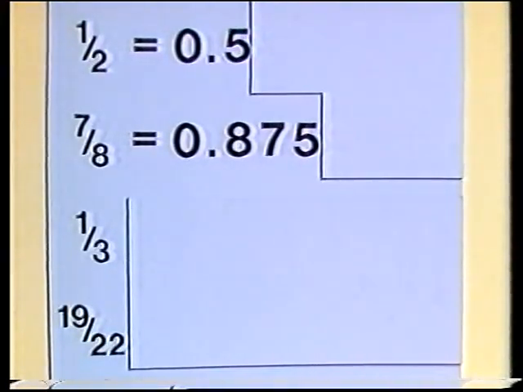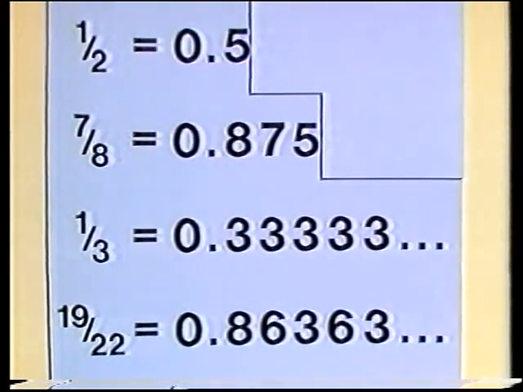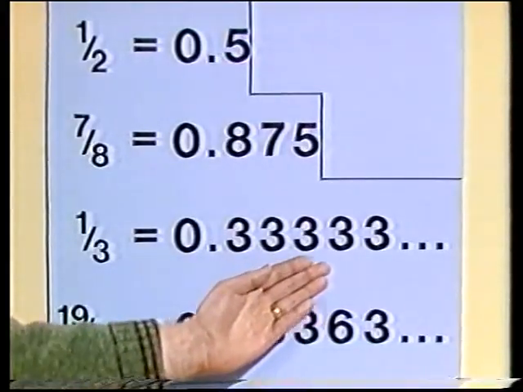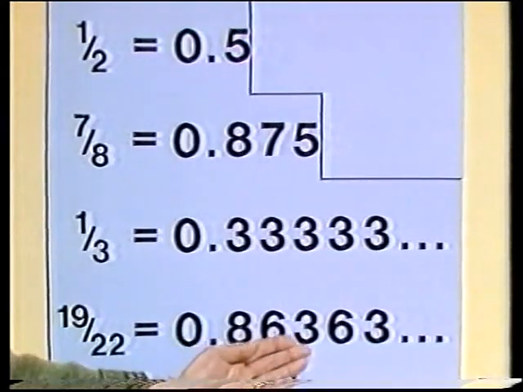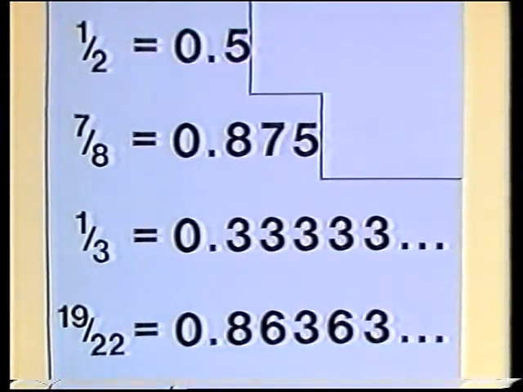However, if you try long division with a third, or 19/22, you don't get decimals that terminate. Instead, you get decimals that are recurring. 1/3 gives 0.333 recurring, and for 19/22, it's this 63, which keeps repeating.